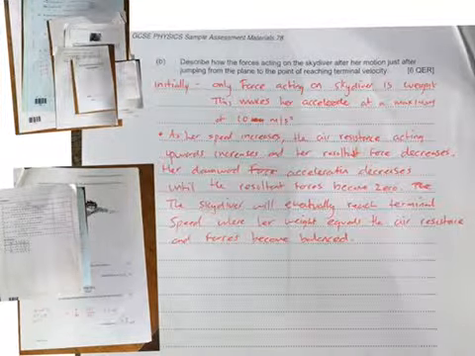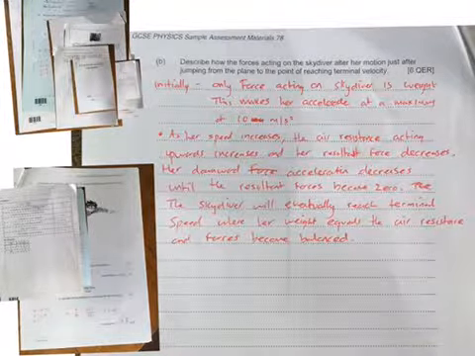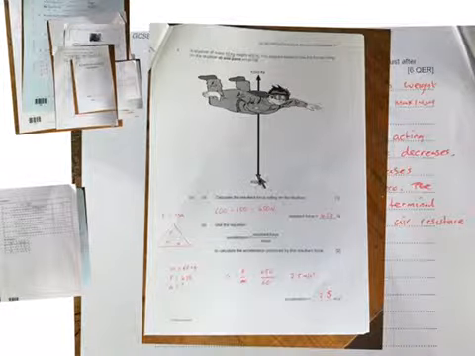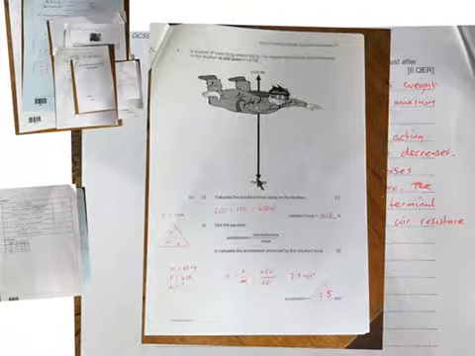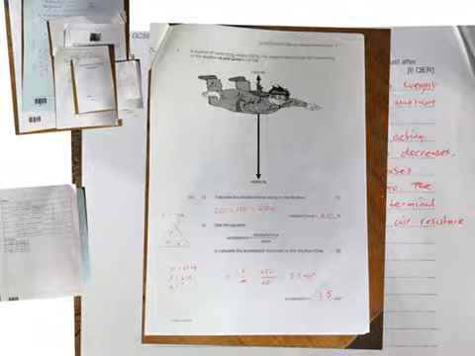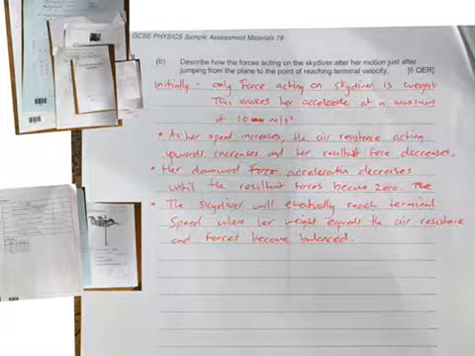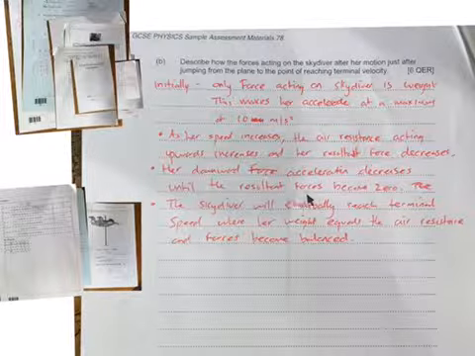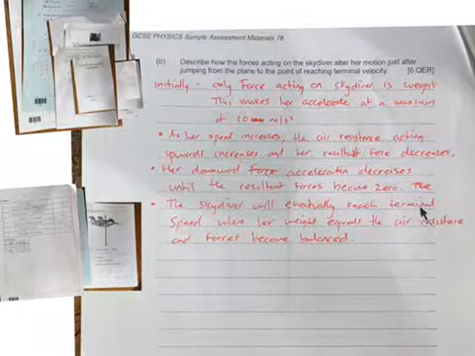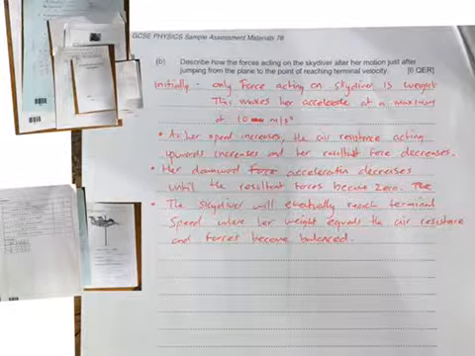As her speed increases, the air resistance acting upwards increases and her resultant force decreases. So what that means is the weight doesn't decrease, but as air resistance increases, it makes her resultant force decrease, because resultant force is the big one take away the little one. Her downward acceleration decreases because she's going to stop accelerating. Doesn't mean she stopped moving. Her downward acceleration decreases until the resultant force becomes 0, and this is the point where terminal velocity is reached. The skydiver will eventually reach terminal speed where her weight is equal to air resistance and the forces become 0 or balanced.